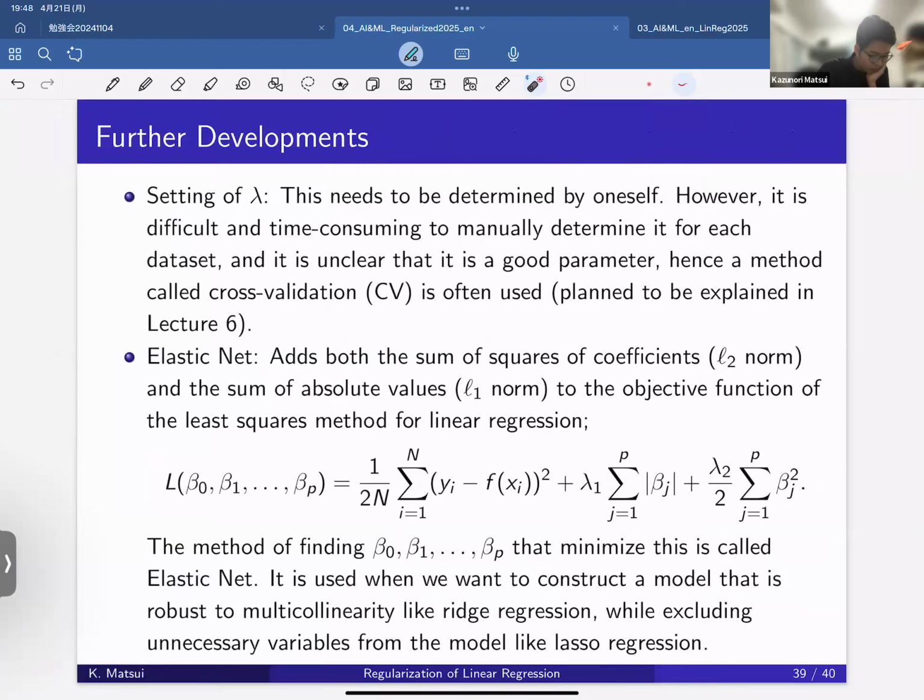Also, ridge regression doesn't have the feature of narrowing down explanatory variables, and lasso regression doesn't necessarily avoid multicollinearity. So there is also elastic net, which combines both approaches. It has both the sum of squares and the sum of absolute values. So if we want to create a model that's strong against multicollinearity like ridge regression while also excluding unnecessary coefficients like lasso regression, elastic net is a viable option.